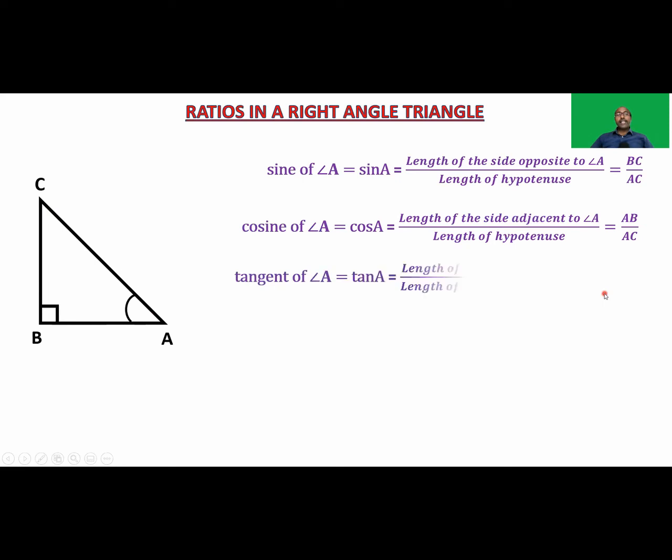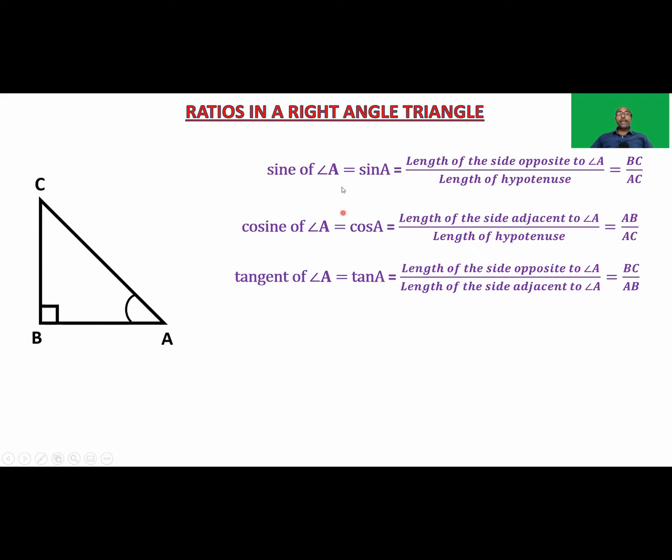And tangent of angle A is denoted by tan A, T-A-N. Tan A is equal to the length of the side opposite to angle A by the length of the side adjacent to angle A. And from this picture, tan A is equal to opposite by adjacent, that is BC by AB.